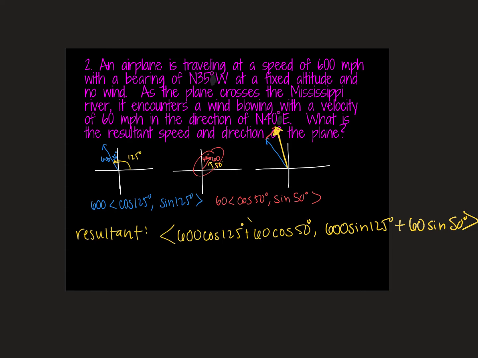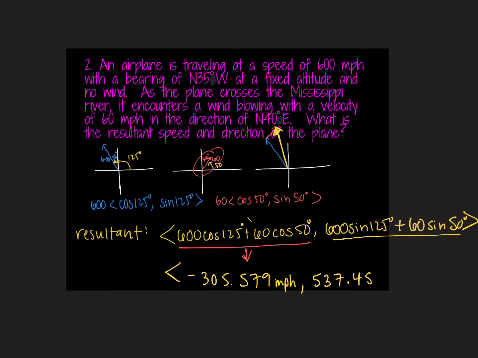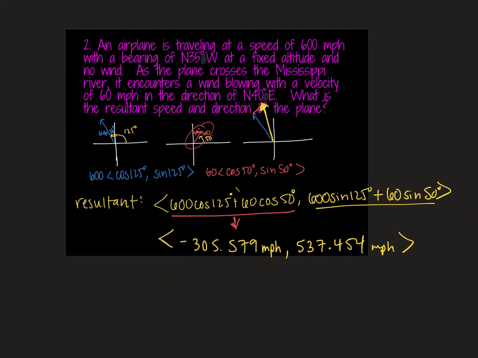Okay? And then you just type these in your calculator. You type them in separately. You type this in, and that gives you your horizontal component, which in this case is negative 305.579. And keep in mind that this is talking about miles per hour. And then the vertical component, you type this into your calculator and you would get 537.454. And again, also miles per hour. You don't actually have to write that in there. I just wanted to keep you in context.